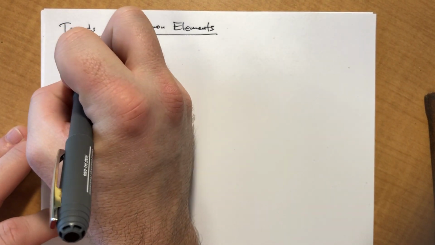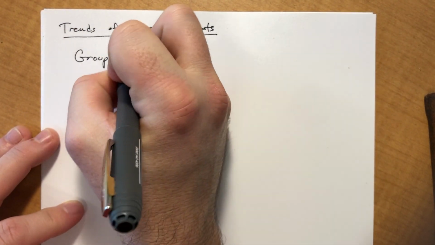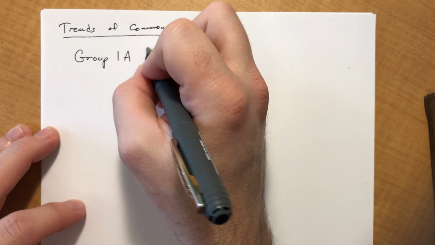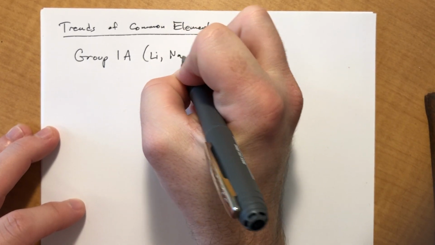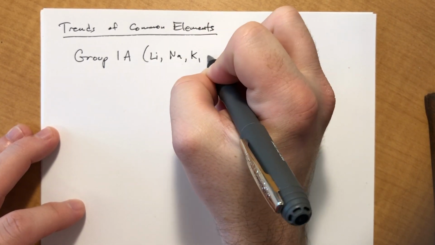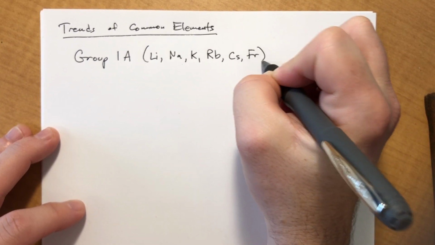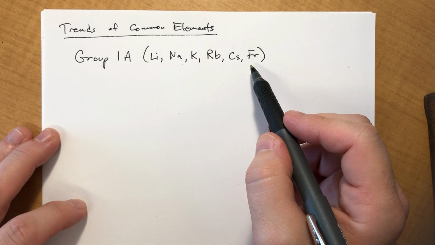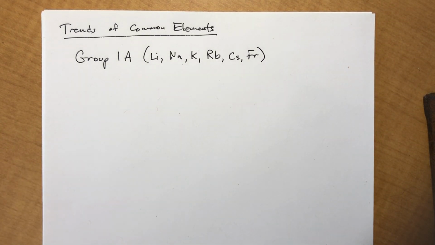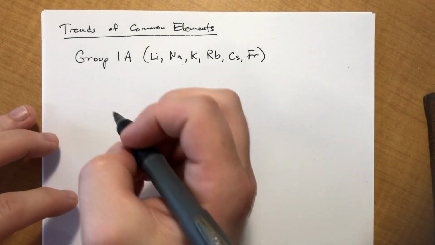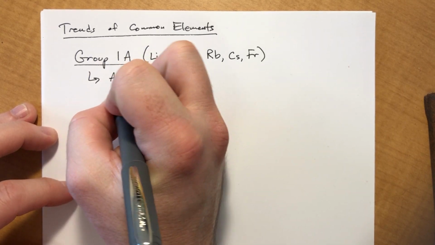Okay, so group 1A. Basically, this is lithium, sodium, potassium, rubidium, cesium, and francium. Francium is super radioactive and has a really unstable half-life. It doesn't last very long. These are known as the alkali metals.